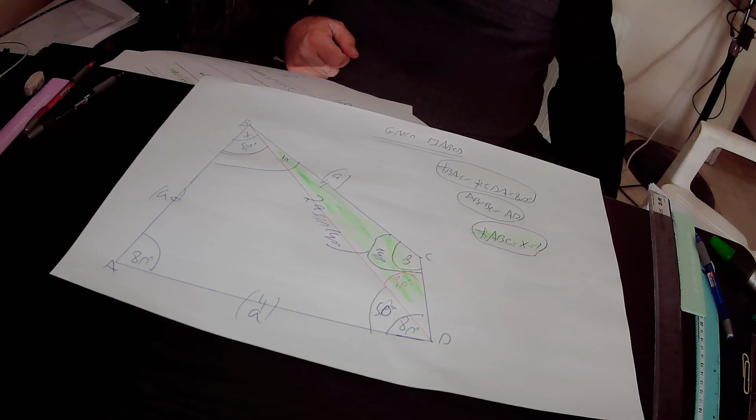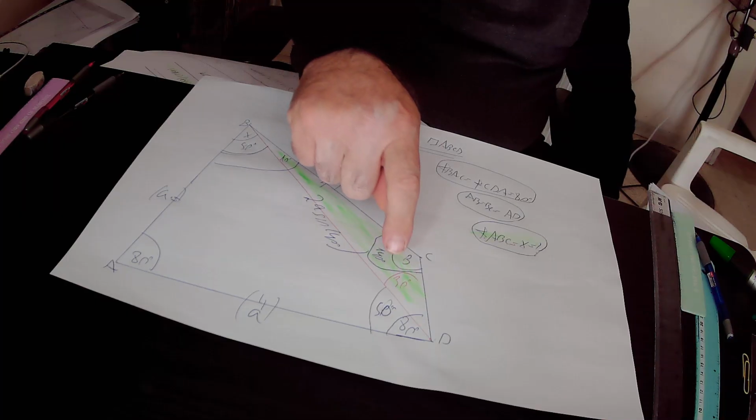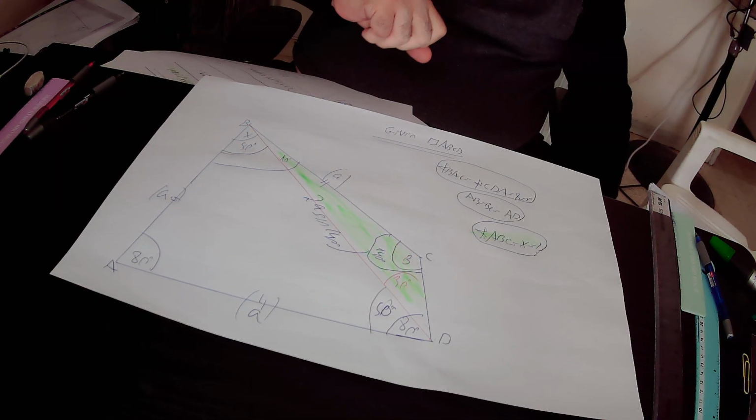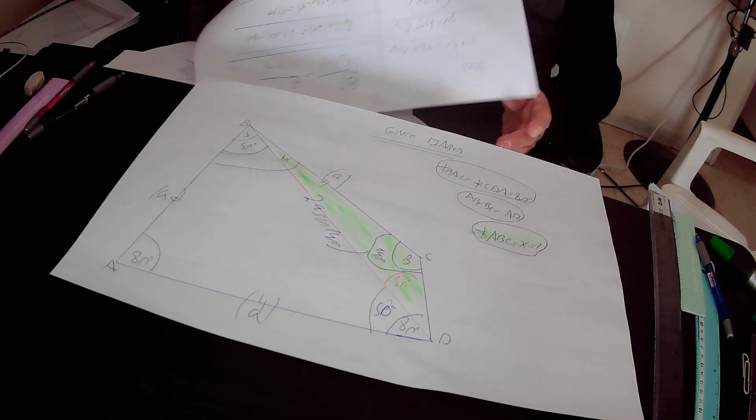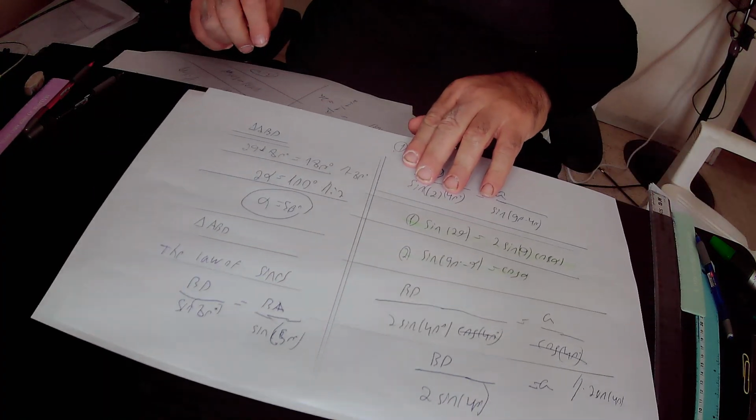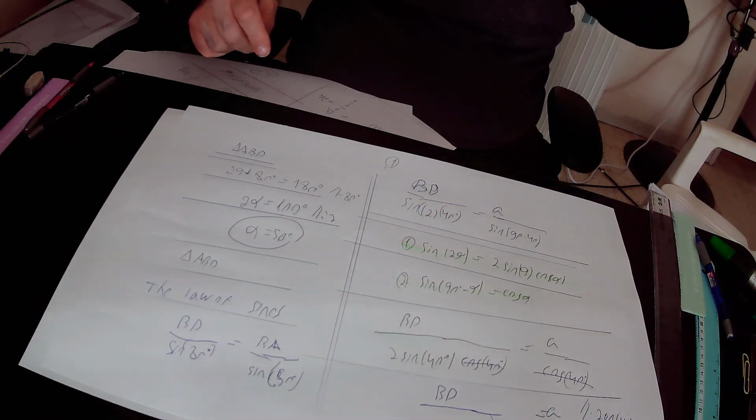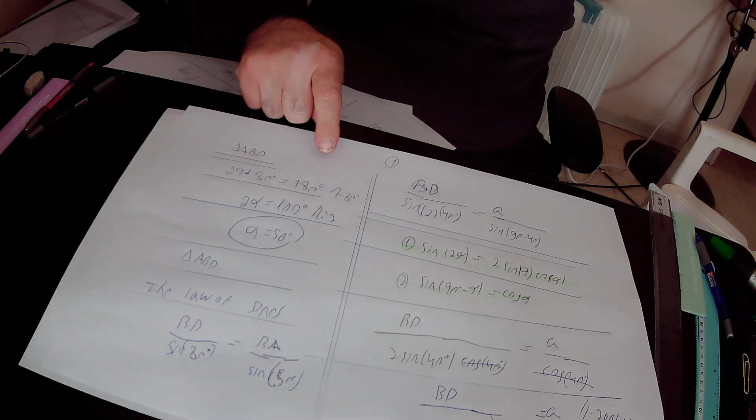The sum of the angles in any triangle is equal to 180 degrees. So alpha plus alpha is 2 alpha, plus 80 degrees, in total equals 180 degrees. In the right triangle ABD, the sum of the angles must be equal to 180 degrees. That is to say, 2 alpha plus 80 degrees equals 180 degrees.